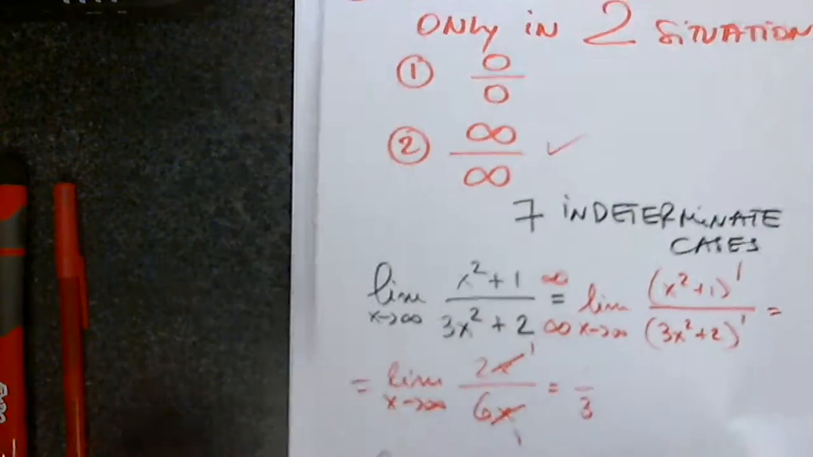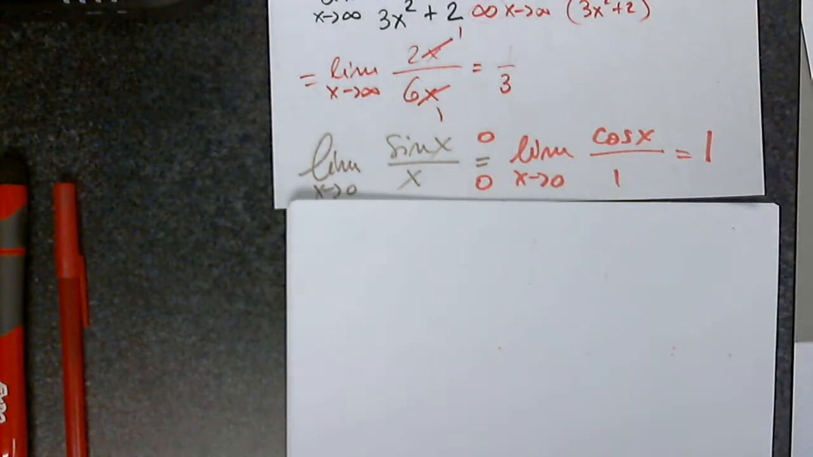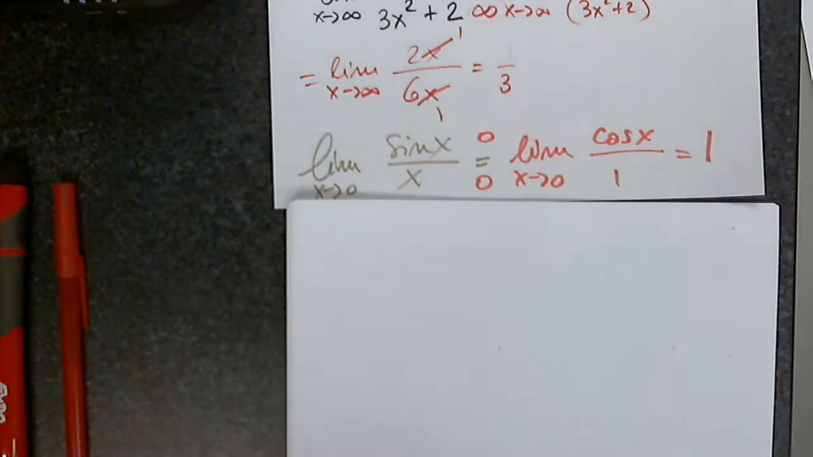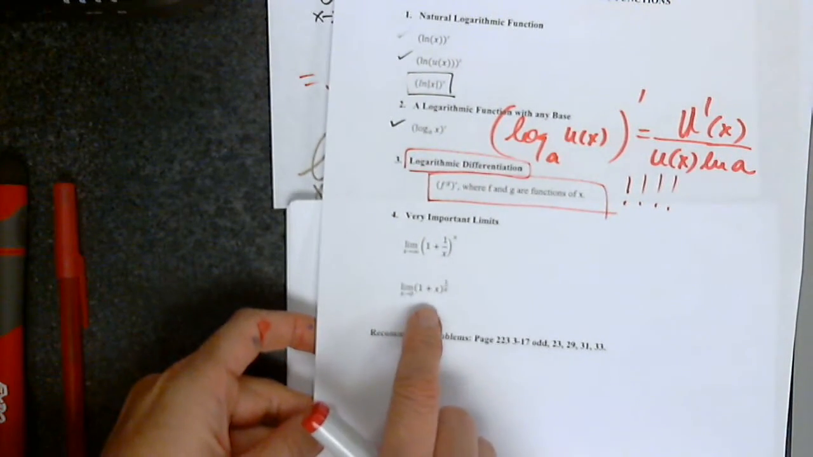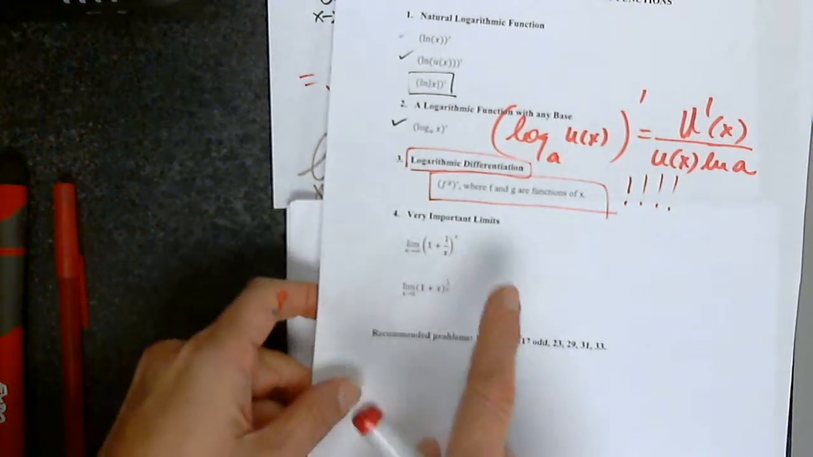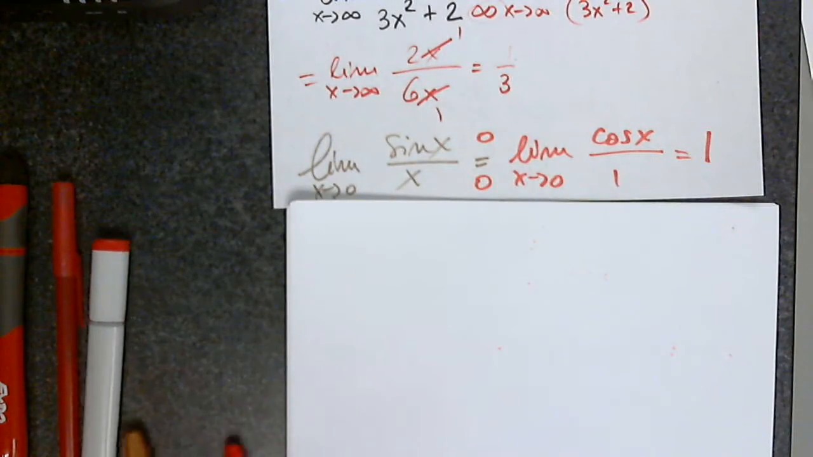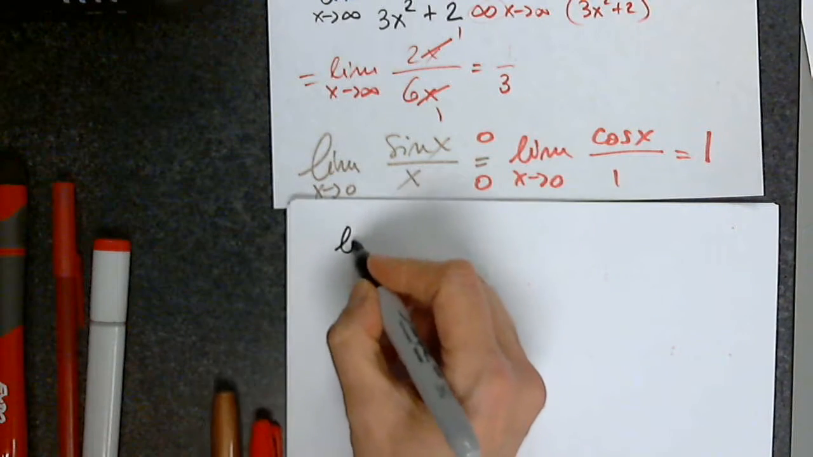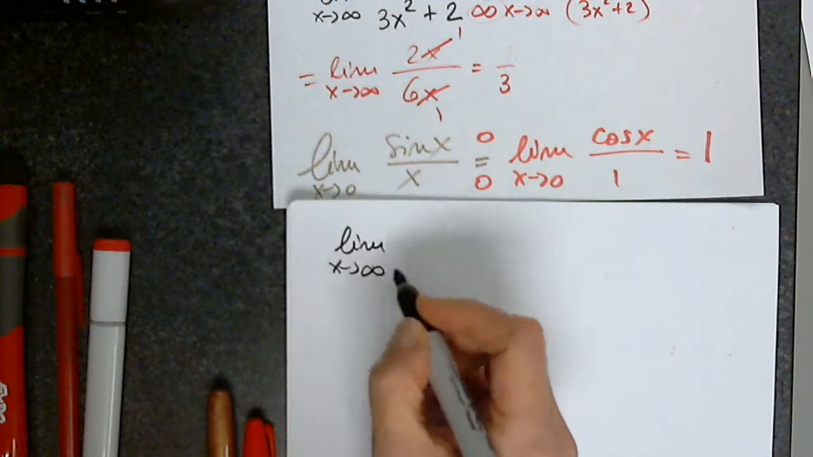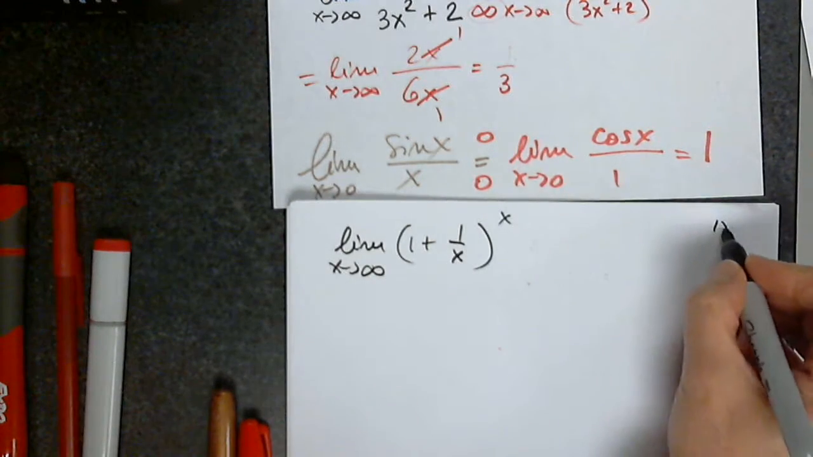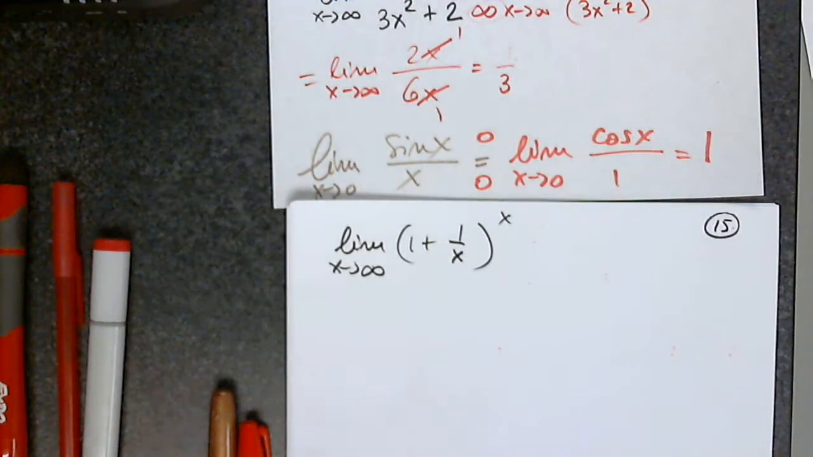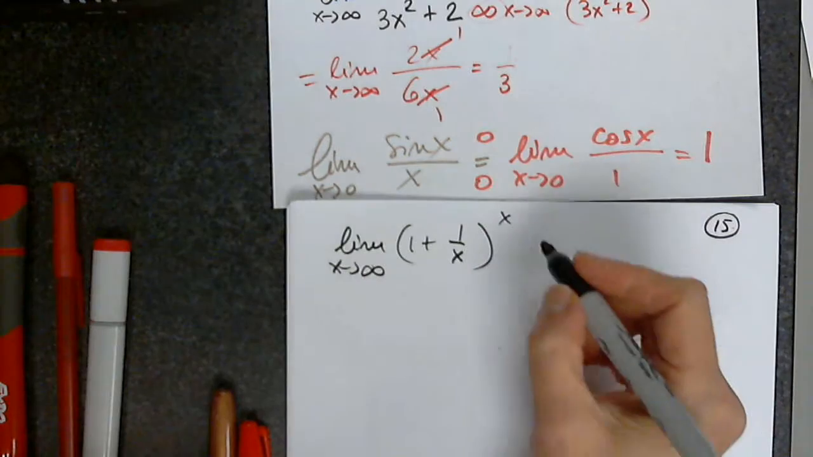Okay, I need this result in order to finish up this section. So I would like us to determine these two limits. They are very important limits. So I have limit as x approaches infinity of 1 plus 1 over x raised to x. This looks awful.